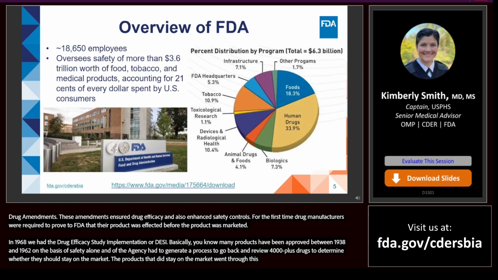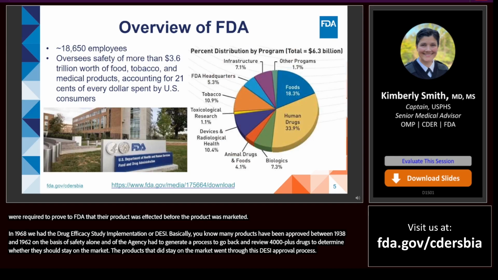So fast forwarding a bit to the FDA now, the agency has over 18,000 employees, many of whom are scientists. Recent numbers are that over 11,000 of these 18,000 employees are in science fields. The agency oversees the safety of more than $3.6 trillion worth of food, tobacco, and medical products, accounting for 21 cents of every dollar spent in the US.